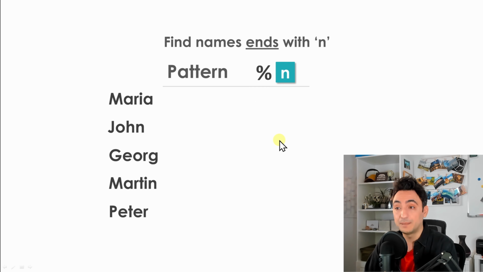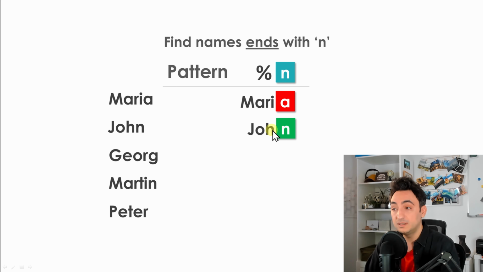Okay, so in the next example, we have find names that end with n, small n. So our pattern is anything, the percentage, and then small n. Let's go through the names. The first one, Maria. The database is gonna check the last character. The last one is A, not matching our n. It's gonna reject it. It's gonna get false.